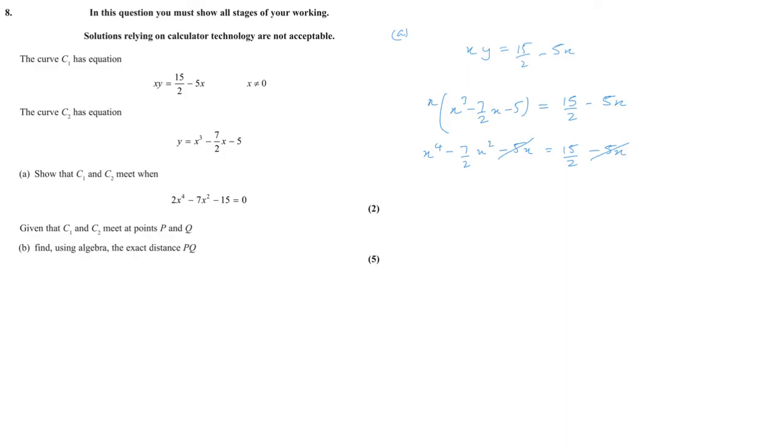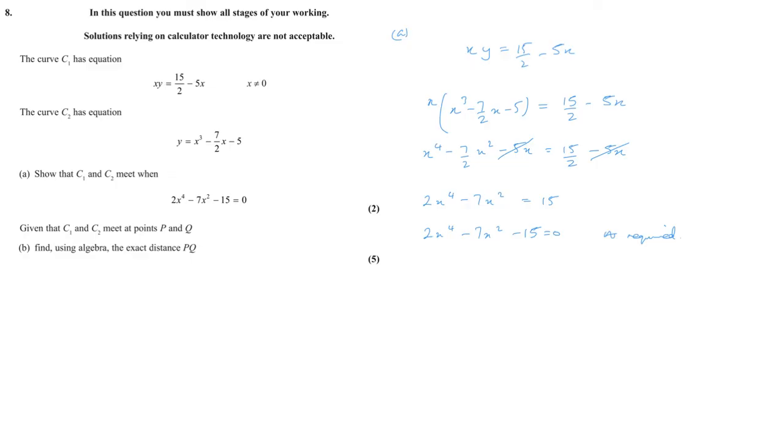So we've got, if we multiply by 2, because there's no fractions in the question, we get 2x to the power 4 minus 7x squared equals 15. 2x to the power 4 minus 7x squared minus 15 equals 0, as required. Okay, quite straightforward there, easy 2 marks.